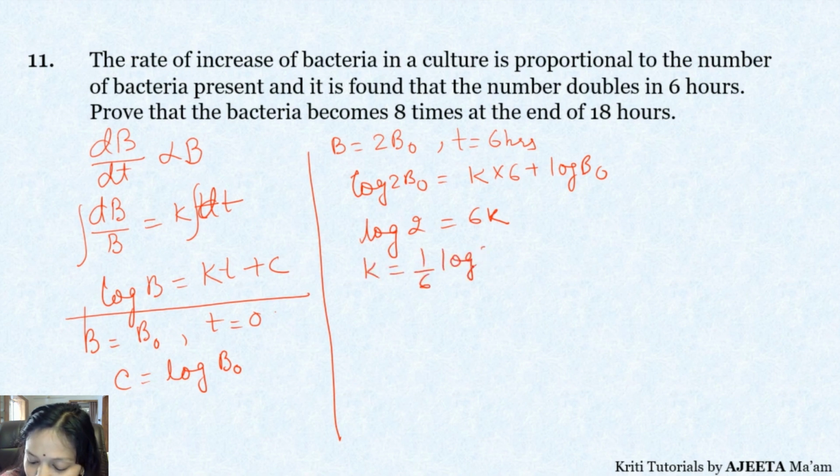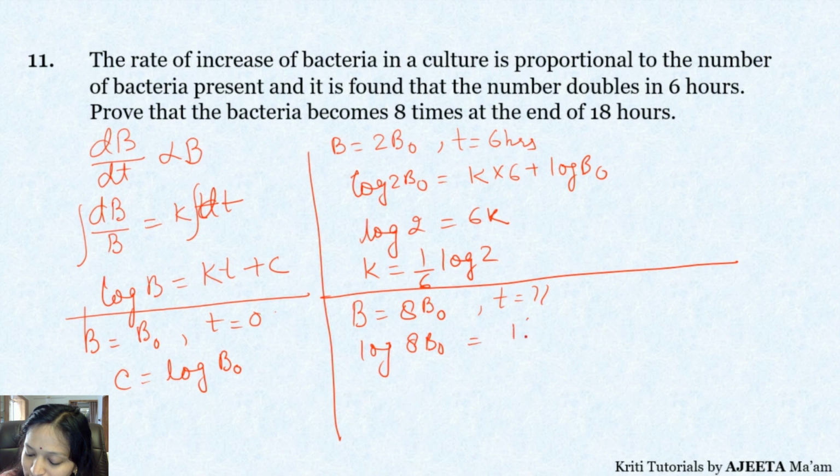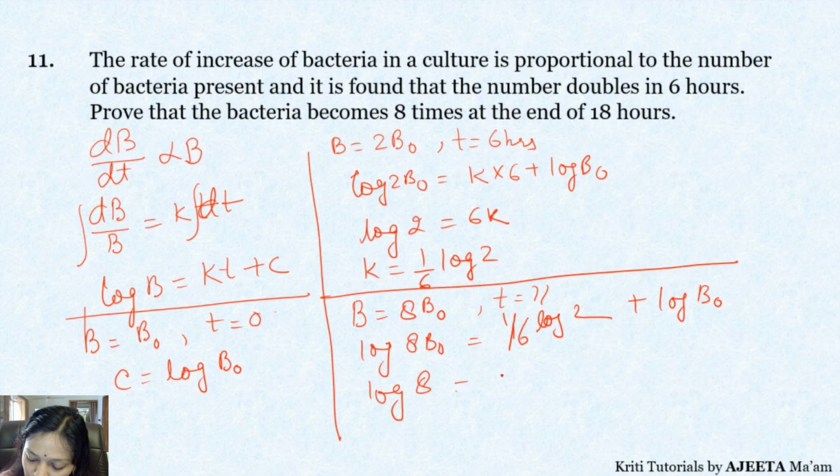Correct. Now this we will use for the next condition. अभी आपके पास दोनों conditions given हैं, we can use any of them. Now it becomes 8 times at the end of 18 hours. This we have to show. So let's take 8 times. Time is 18. Okay, that we have to show. So let's take time as missing. So now log 8b0 is equal to 1 by 6 log 2 into t plus log b0. Okay, now let's move it. Take the terms of log on one side, so it becomes log 8 equals 1 by 6 log 2 into t.